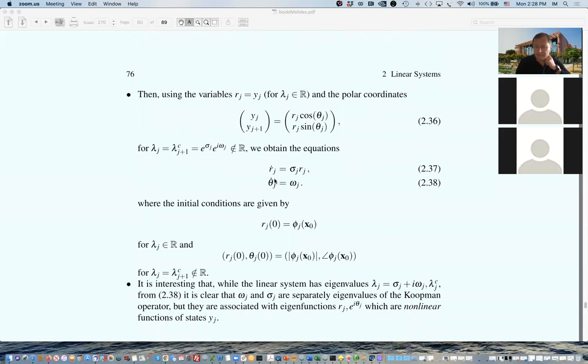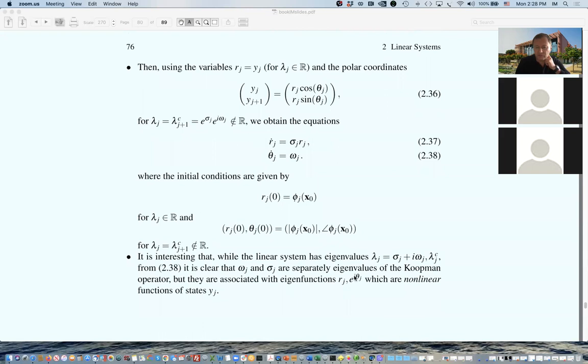The same here: from this equation, theta j dot is omega j. You can look at e to the i theta j. Remember, theta j is, of course, a function of yj and yj plus 1 through this relationship. And so if you differentiate this e to the i theta j, you're going to get i omega j e to the i theta j. And so e to the i theta j is also an eigenfunction of the Koopman operator, but again, it's nonlinear.